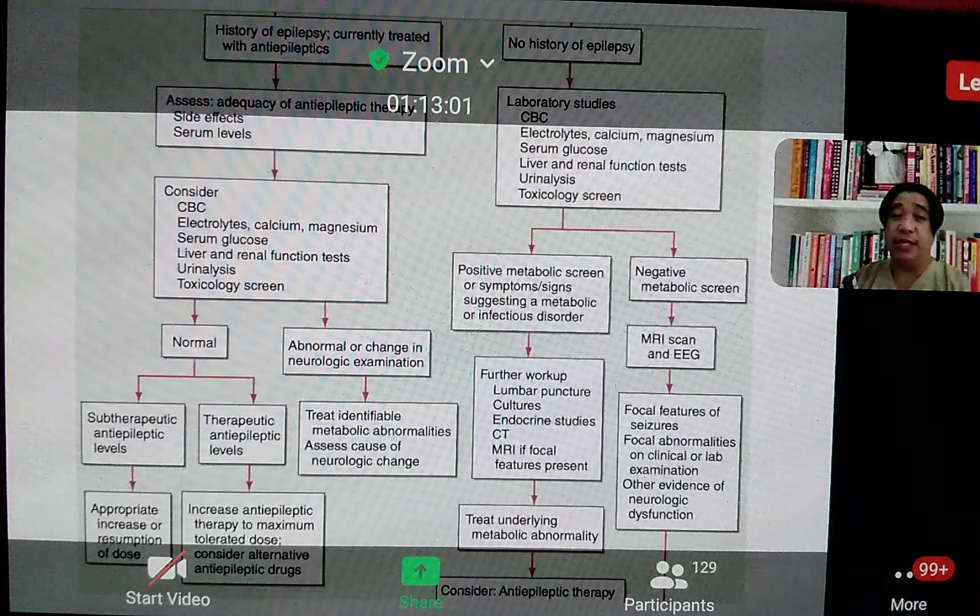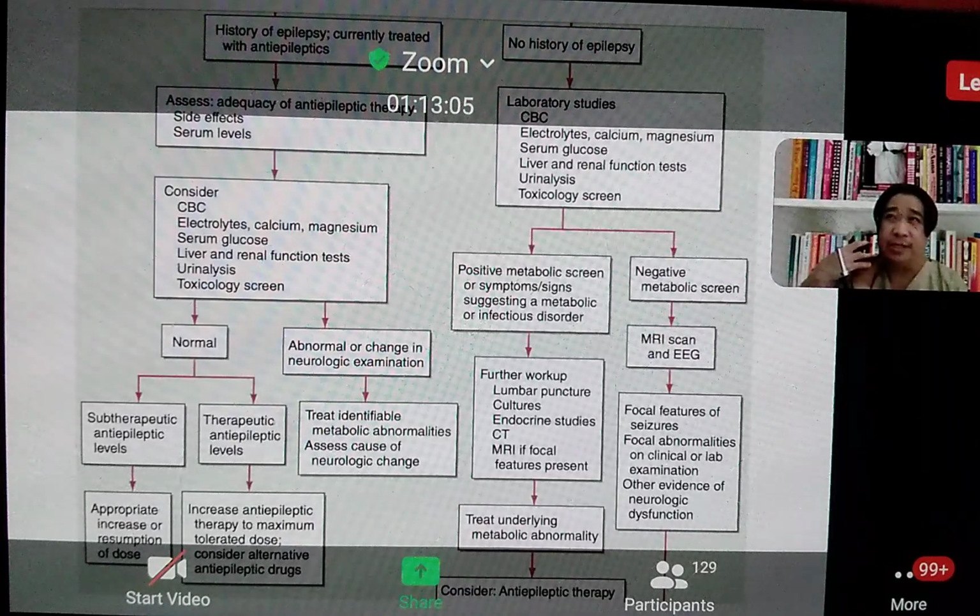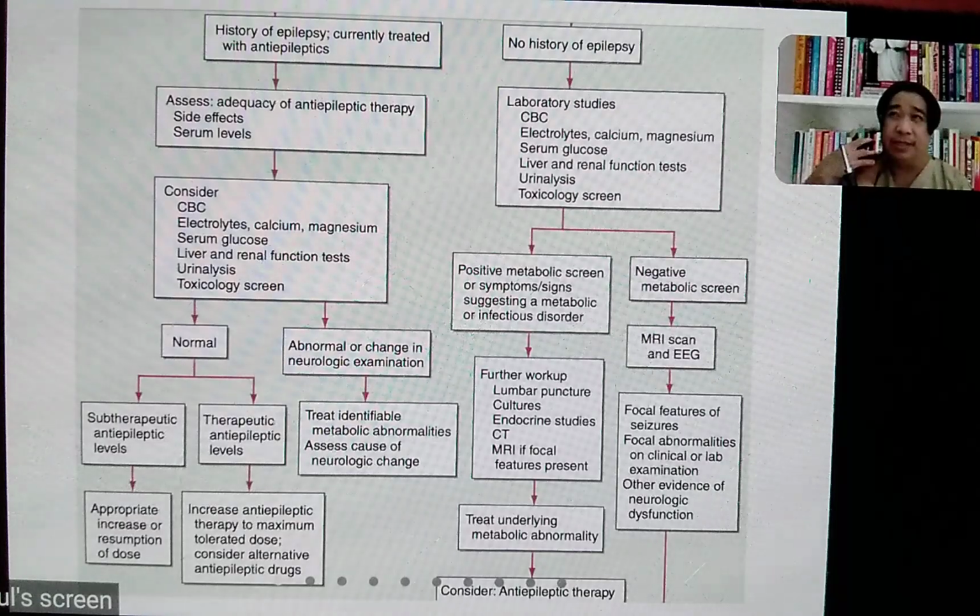Then tox screen is not so readily available, but it's part of your workup. Now next, you're going to start and get the MRI. Take note that MRI is ideal, but if it's not available in your facility, then a CT scan would do. And of course, you're going to start your anticonvulsants, which is what we're going to end up with.